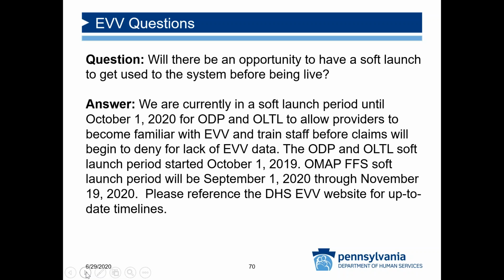Question: Will there be an opportunity to have a soft launch to get used to the system before being live? Answer: We are currently in a soft launch period until October 1st, 2020 for ODP and OLTL to allow providers to become familiar with EVV and train staff before claims will begin to deny for the lack of EVV data. The ODP and OLTL soft launch period started October 1st, 2019. OMAP fee-for-service soft launch periods will be September 1st, 2020 through November 19th, 2020. Please reference the DHS EVV website for up-to-date timelines.